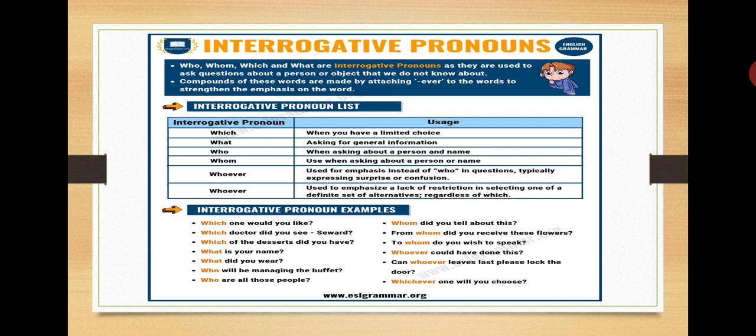Can whoever leaves last please lock the door? Whichever one will you choose? So this is all about the interrogative pronouns.